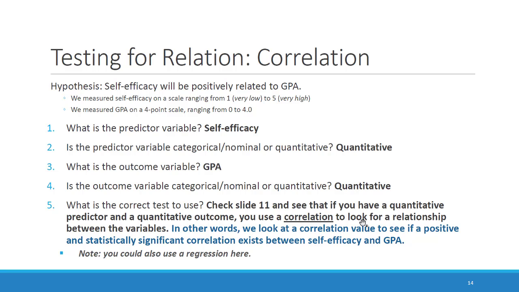Okay, so we know that we're going to use a correlation, and we want to look for a relationship between those variables. In other words, we look at a correlation value to see if a positive and statistically significant correlation exists between self-efficacy and GPA. Just a note that we could use a regression here, but again, we're not covering that in this class.